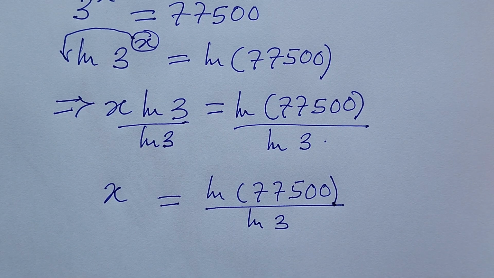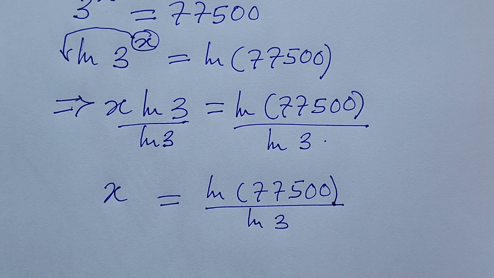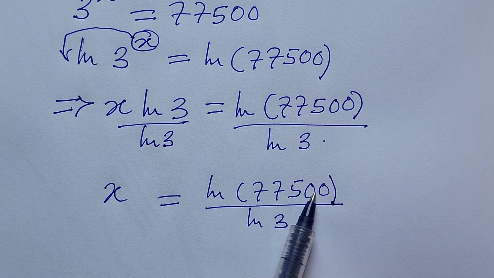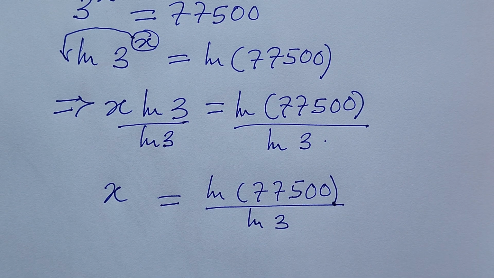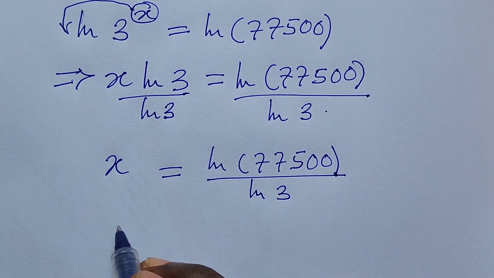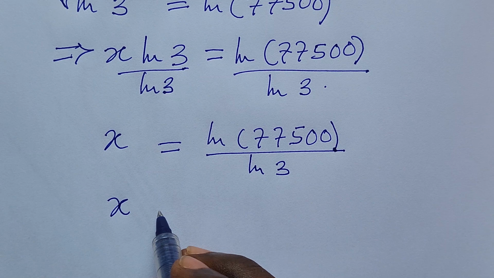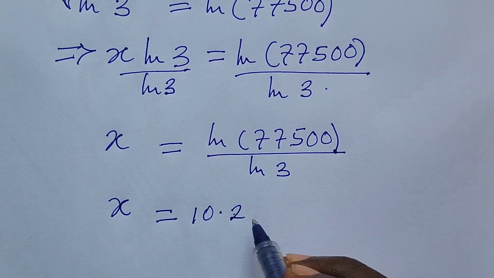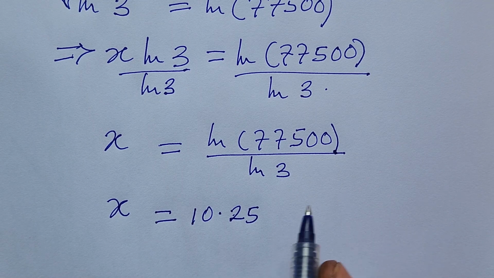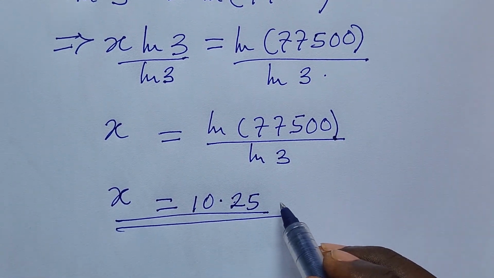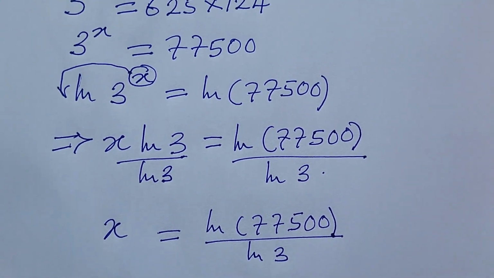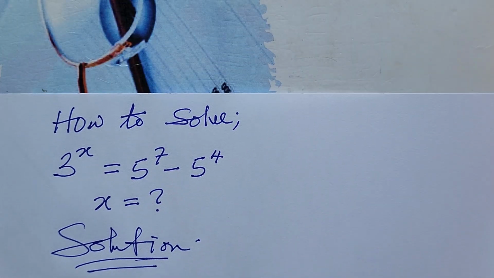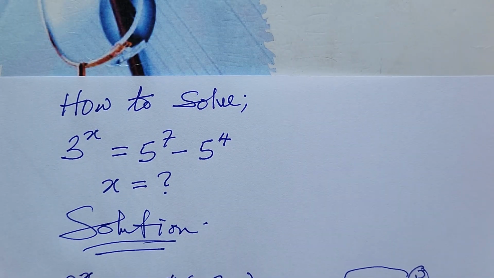But if the answer is needed in numerical form, all we need to do is to plug this into our calculator, and we're going to get a numerical value. If we divide, I've done that already, it's going to give us x will now be equal to 10.25 approximately. Okay, so this is the numerical value of x that will satisfy this original equation.